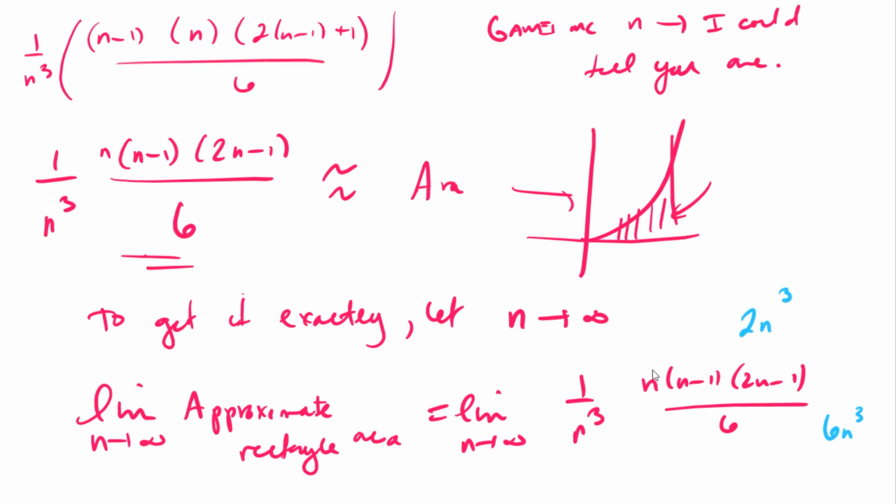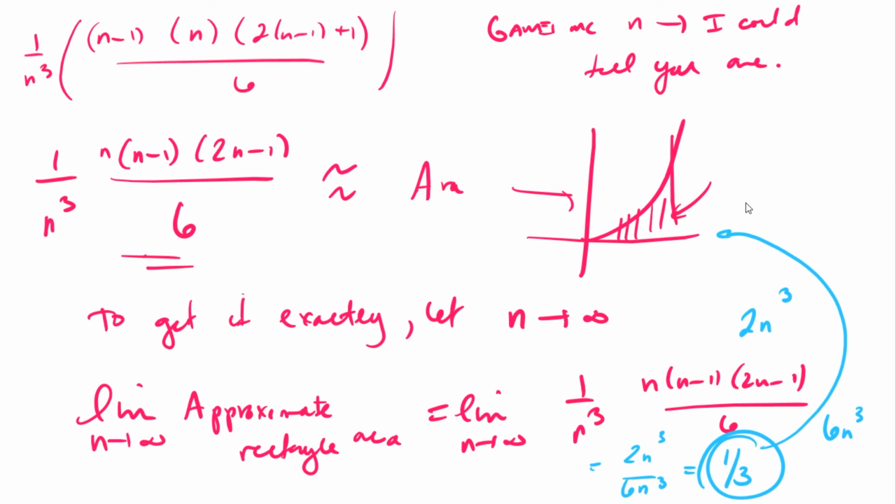And when you have a rational expression like this and a limit going to infinity, you can say that that limit is equal to the quotient of the lead terms. And so what you get out is 1/3. So this right here, this is the exact answer to the area underneath the curve.